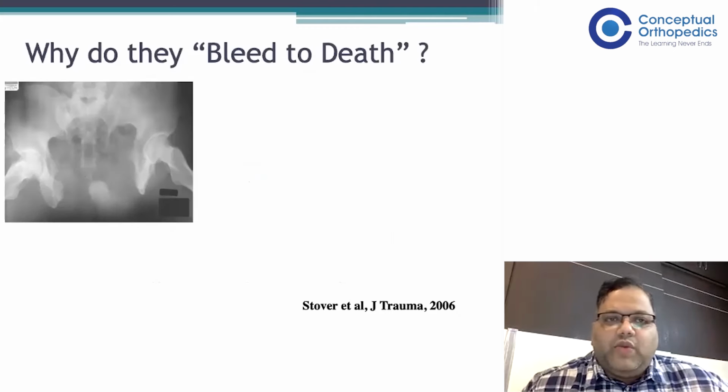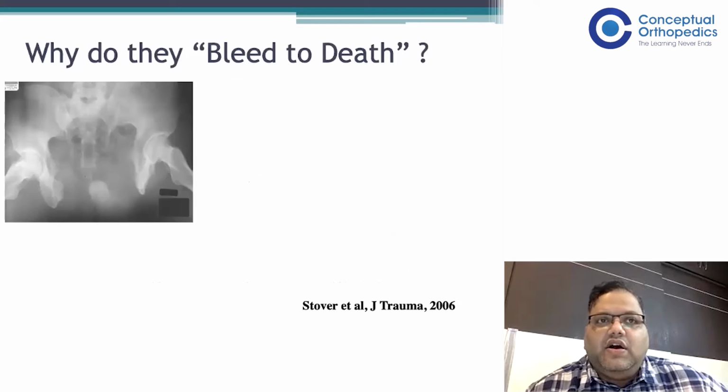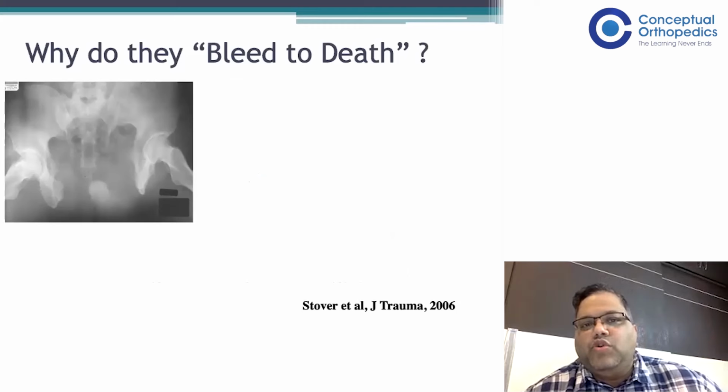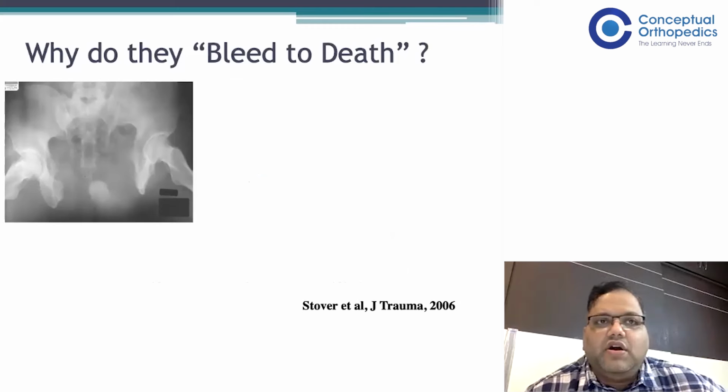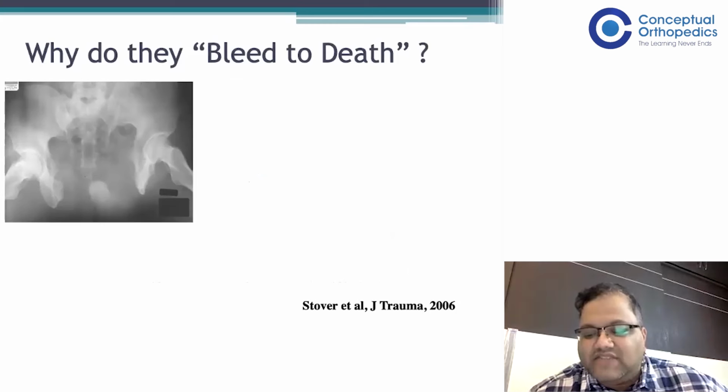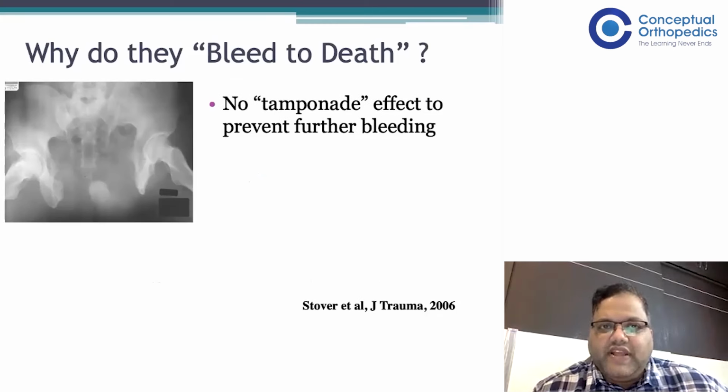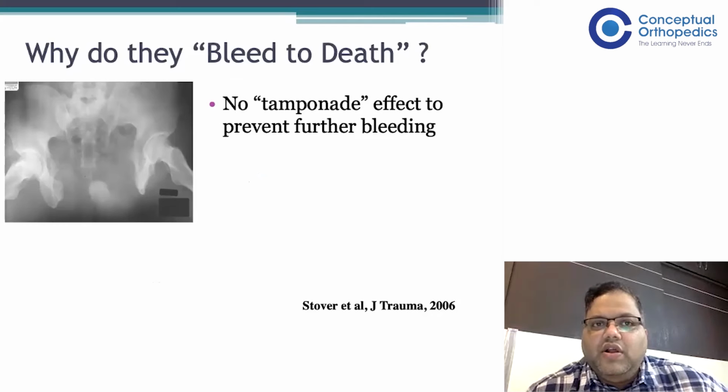So what exactly happens? Why are pelvic injuries unlike any other injuries in the body? Now there are much more severe injuries like head injury, thoracic injury, abdominal injuries, but pelvic injury is a little different. Why? That is because there is no tamponade effect on the ongoing bleed.